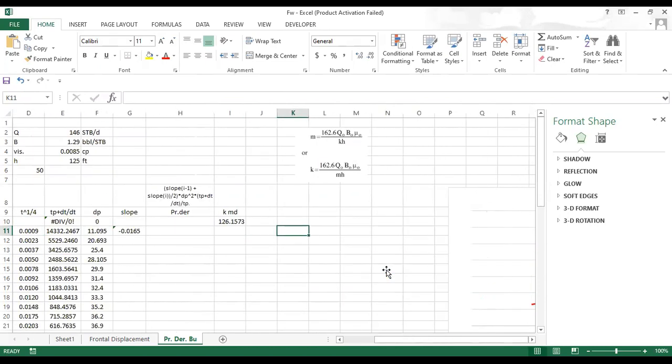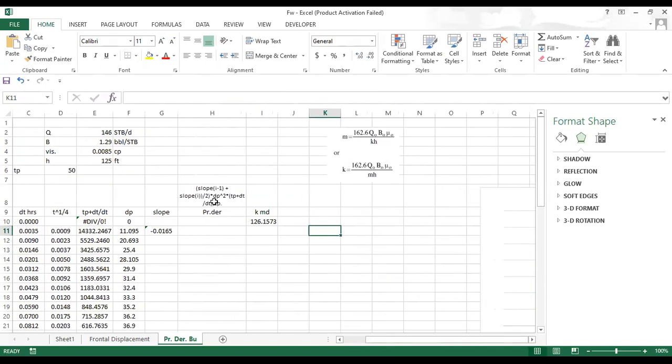Okay, quickly we will go into pressure derivative. So this is the formula for pressure derivative, which I took from a certain reference, but it is not the only formula we are supposed to continue with. A number of scientists have given a number of formulas, but I am taking one formula which is related to Bourdet. So that scientific formula, I'm using it here.